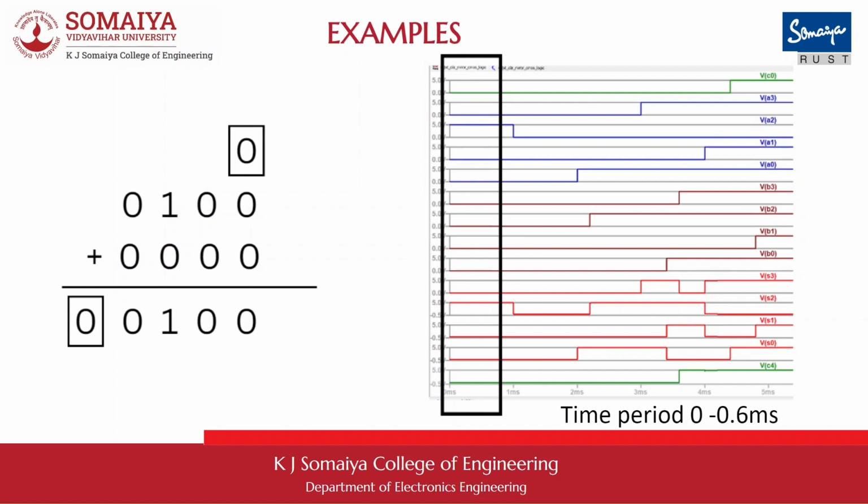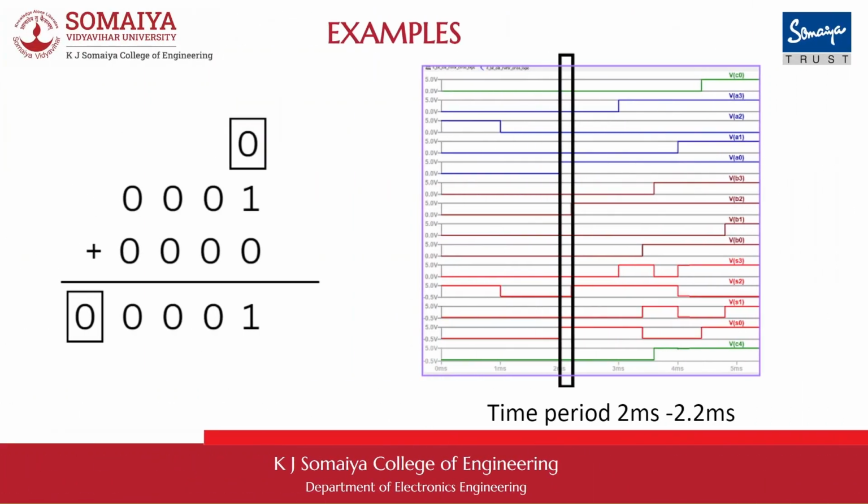So now taking our first example, which is between the time period 0 to 0.6 milliseconds. Here our A3, A2, A1 and A0 terms are 0, 1, 0, 0. And our B3, B2, B1 and B0 terms are 0, 0, 0 and 0. So the output we get, which is our sum terms S3, S2, S1 and S0, are 0, 1, 0, 0, and the C4 and C0 terms are 0 and 0. We can verify this from our waveforms as well, where we can clearly see that the terms we have got are the same in the waveform.